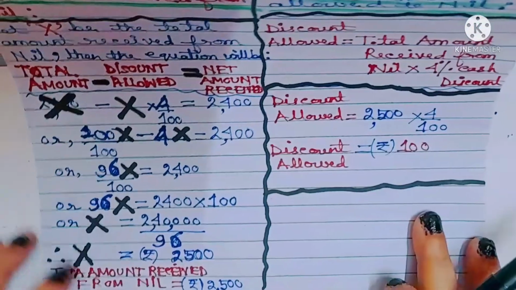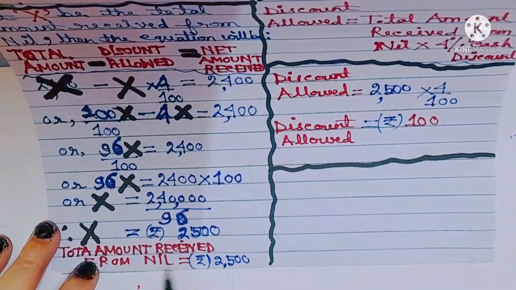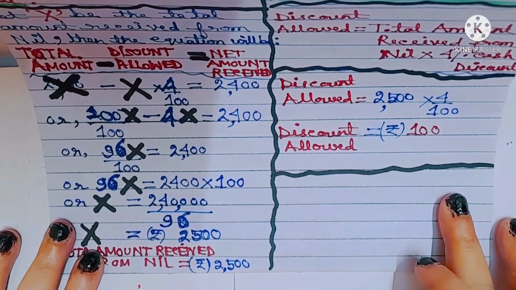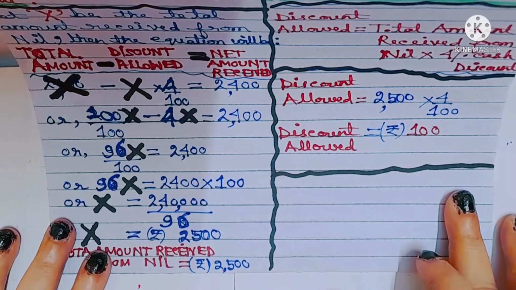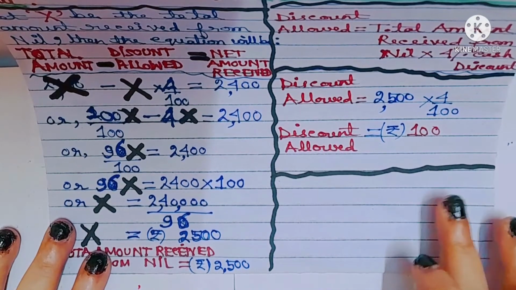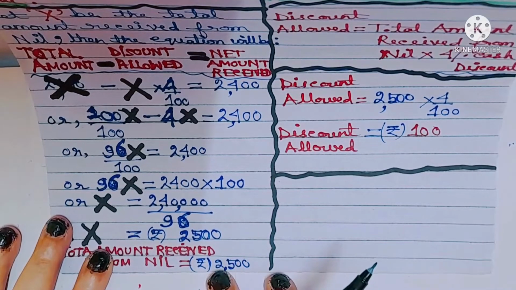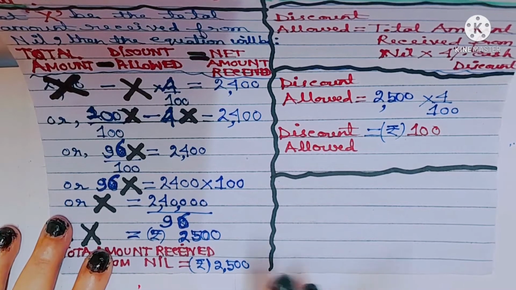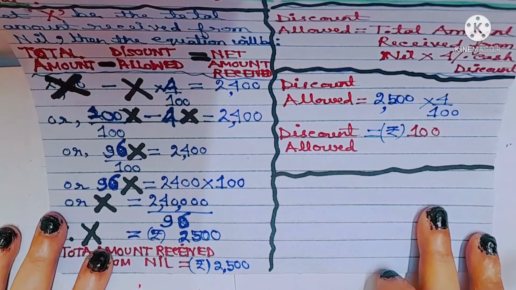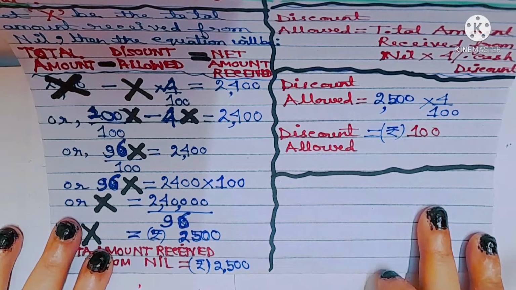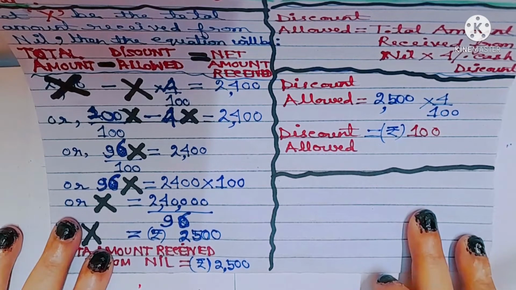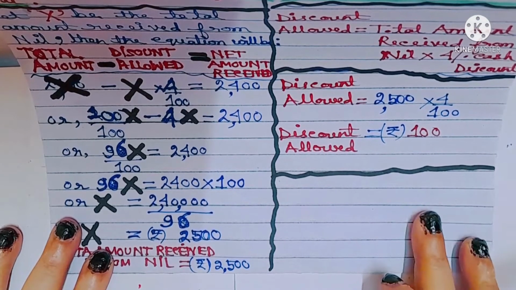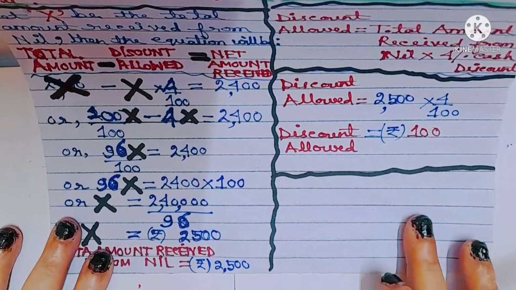But before that, you have to calculate the total amount received from Neil. Then only you can calculate discount allowed to Neil by Ma. First, you have to calculate the total amount received from Neil. 2,500 we got it. Then you have to calculate the amount of discount allowed to Neil. That is 2,500, the total amount, into 4% cash discount. So that will give you rupees 100. Discount allowed is equal to rupees 100.